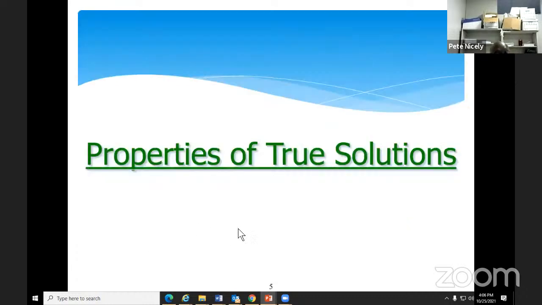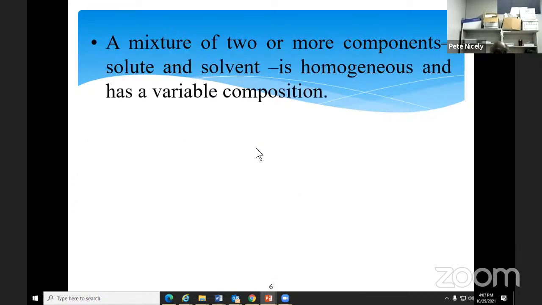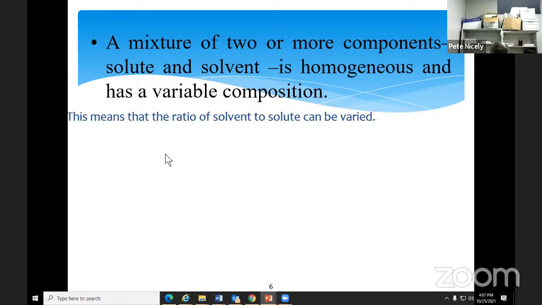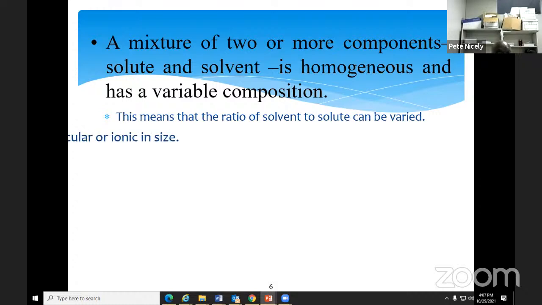Okay, so let's talk about the properties exhibited by true solutions. As we said before, a solution is a homogeneous mixture of two or more substances. And one particular characteristic of a solution is that it can have a variable composition. What that means is that, for the two or more components in a mixture, you can have literally an infinite number of possibilities in terms of the proportions of the different components in that solution.